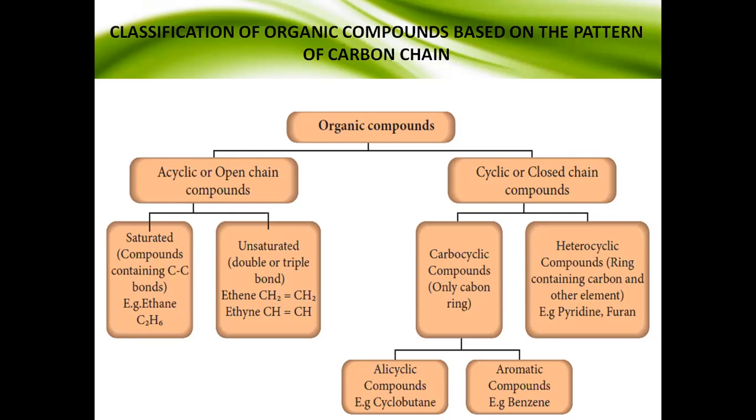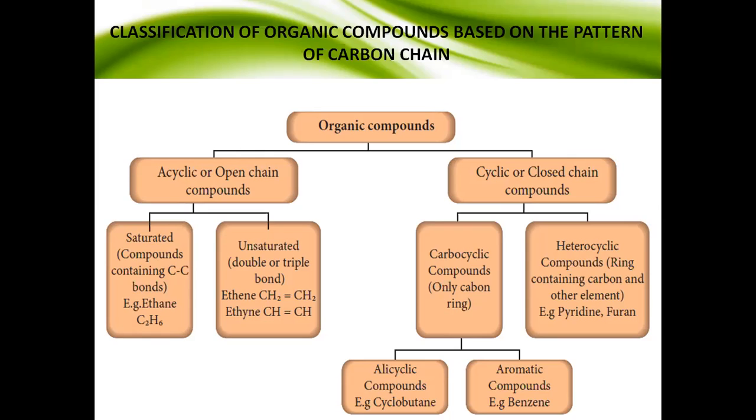So organic chemistry is the chemistry of catenated carbon compounds. The carbon atoms present in organic compounds are linked with each other through covalent bonds and thus exist as chains. In this way, organic compounds are classified into two types as follows: acyclic or open chain compounds and cyclic or closed chain compounds.